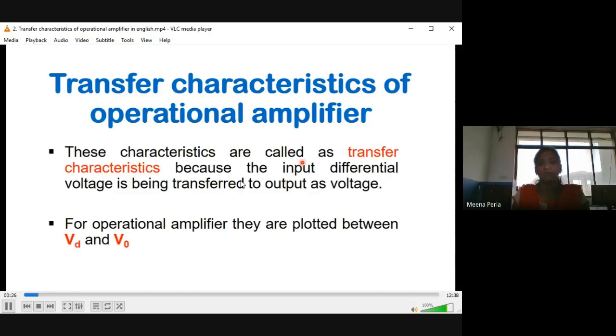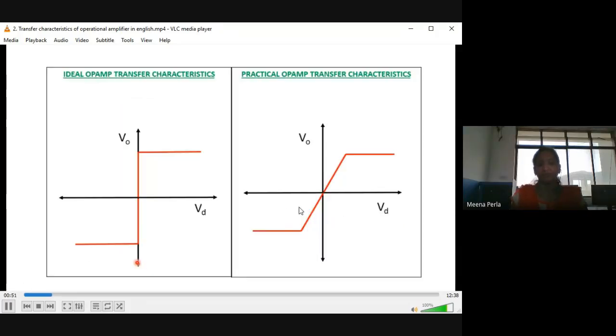First of all, we should know why the transfer characteristics are called transfer characteristics. These characteristics are known as transfer characteristics because the input differential voltage is being transferred to output as voltage. So for operational amplifier, these characteristics are plotted between difference voltage and the output voltage, that is VD and V out. So let us see the plots for the ideal operational amplifier and practical op amp. So this is ideal op amp and this is practical op amp. Any doubt?